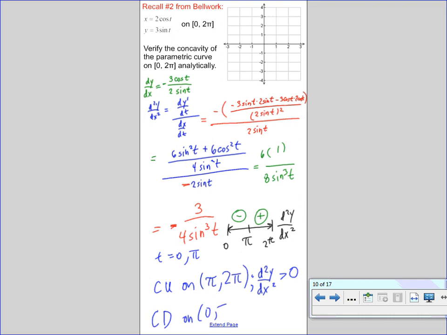From 0 to pi, because our second derivative of y with respect to x is negative, and lo and behold, that's what we had, isn't it? We got this concave down, upside down, concave up, right side up. So we verified our concavity analytically, still using techniques from AB, but now in the context of parametrically defined curves.